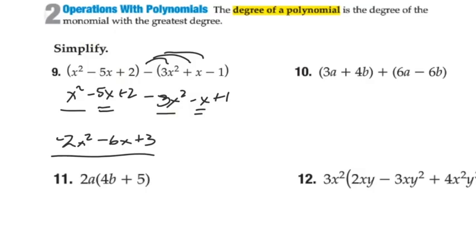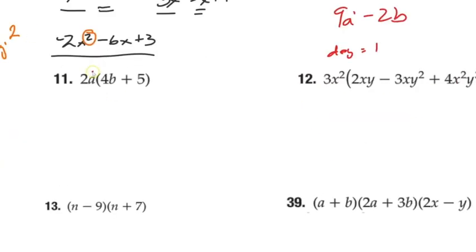Highest degree is this, the highest power, 2. Next one, we add terms, and I get that. Highest degree is 1. The next one's multiplication. We're going to distribute. 2a times 4 is 8a. A times b is ab. And then 2a times 5 is 10a.